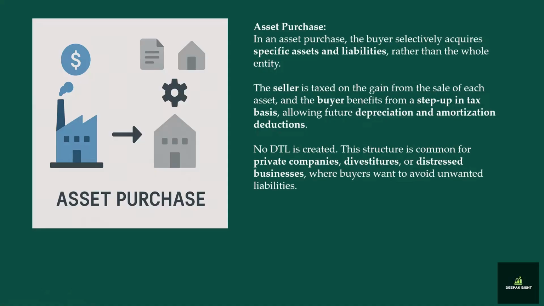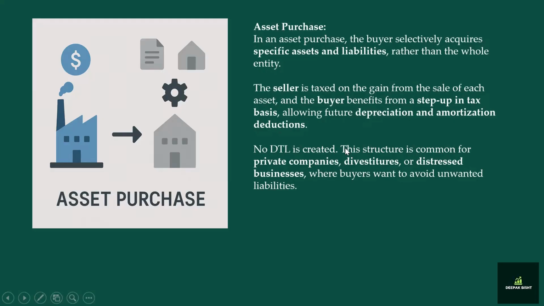So this is used when a private company is being bought, or parts of a business are bought up, or when a distressed company is being bought up, where the buyer doesn't want to take on hidden debt or risk, or in cases of divestitures. So this kind of approach is followed in the asset purchases approach. Next, we will be discussing section 338.